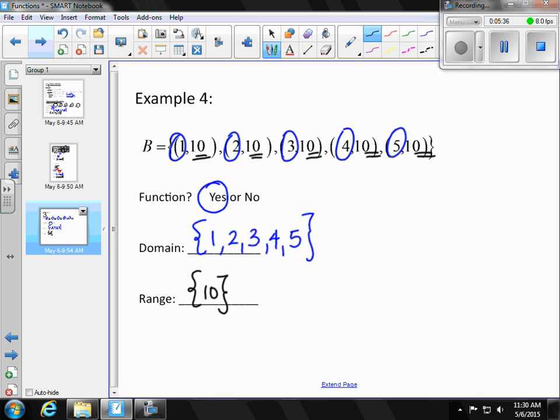So that's what we're looking at when we talk about domain and range and whether or not a set of points is a function.